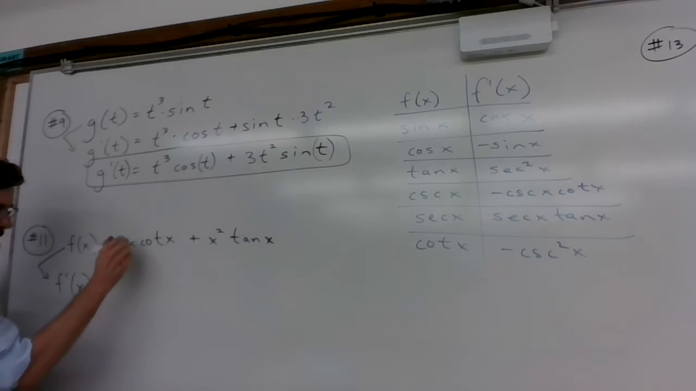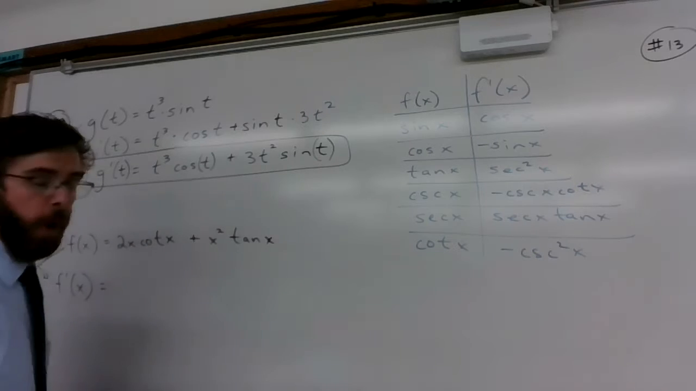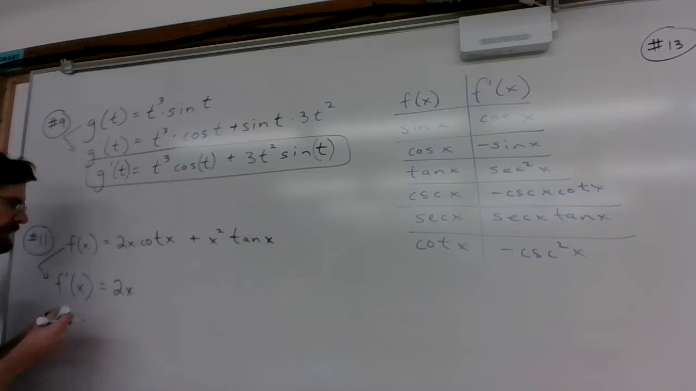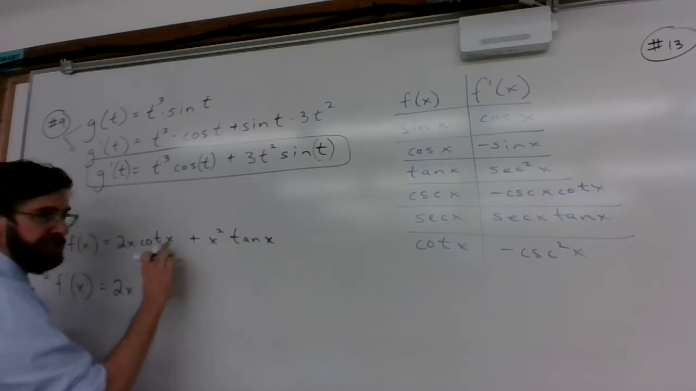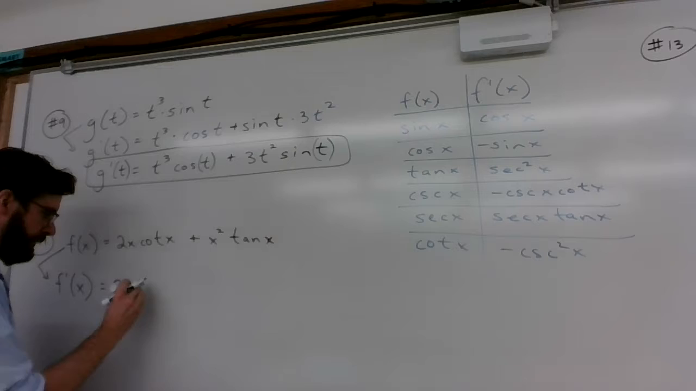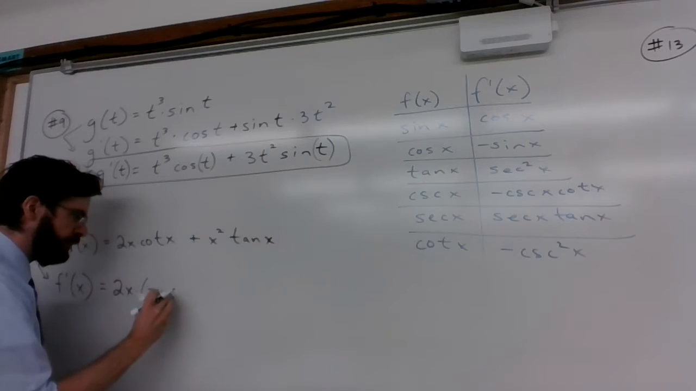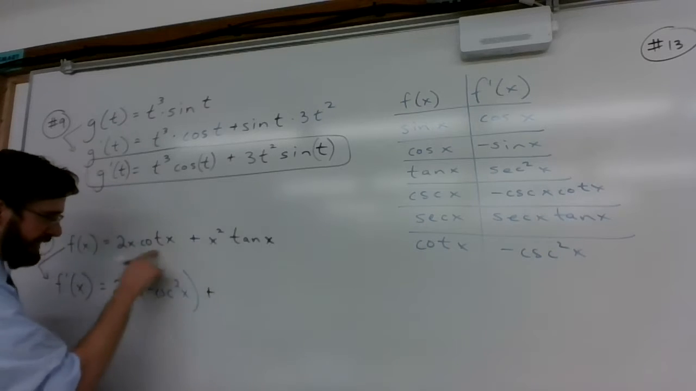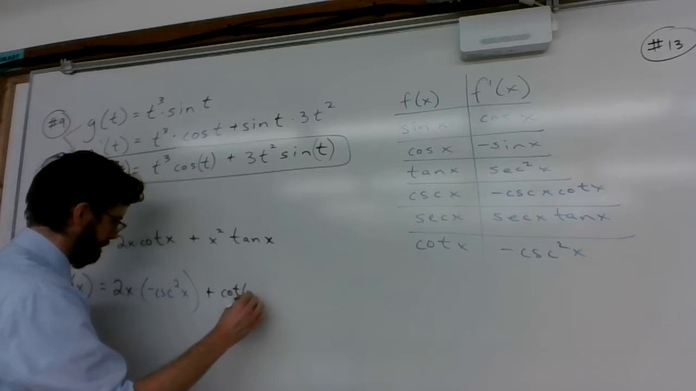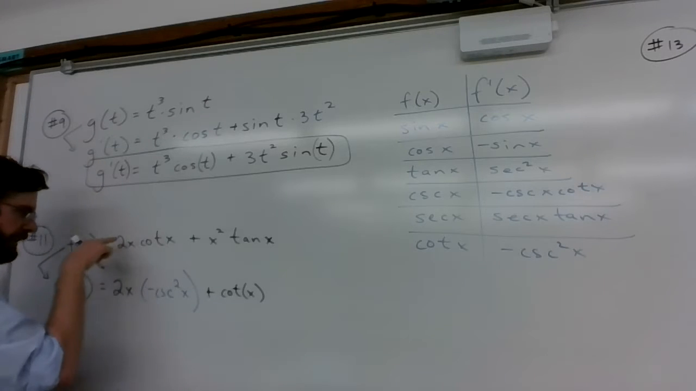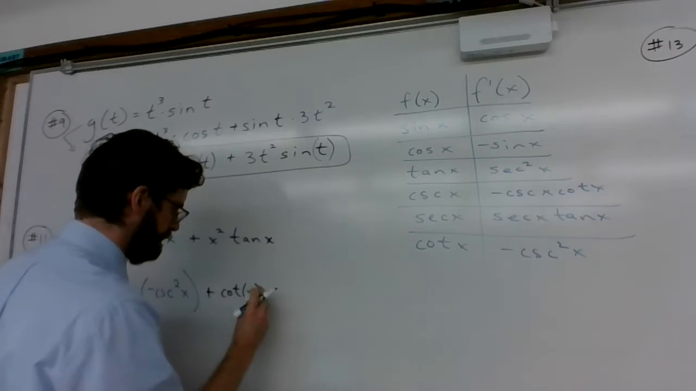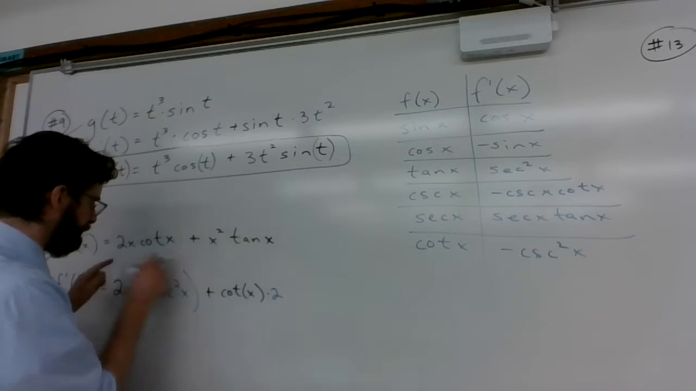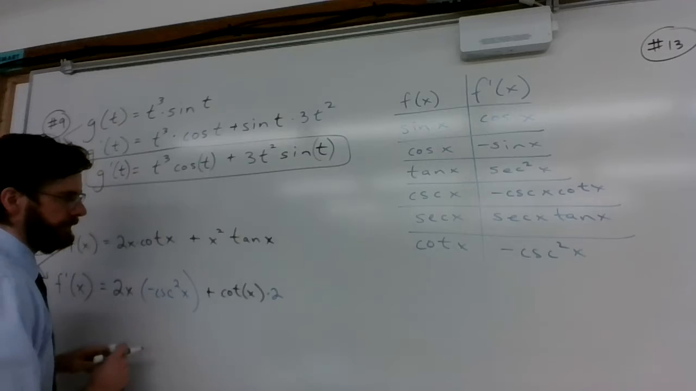2x and cotangent of x. It requires us to do product rule. So first times the derivative of the second. Cotangent's derivative is negative cosecant squared. Negative cosecant squared of x plus the second, cotangent, times the derivative of the first, which is 2. And that will be the derivative for 2x cotangent of x.